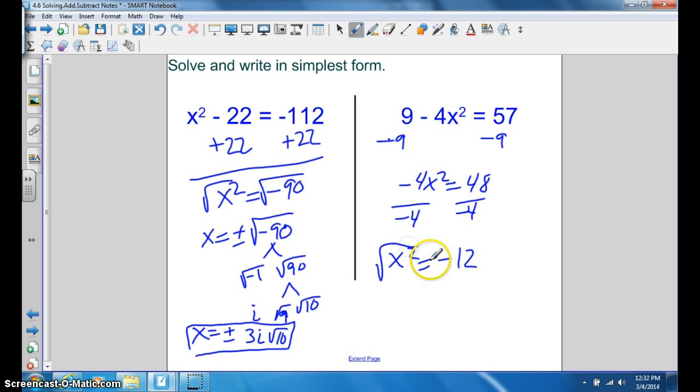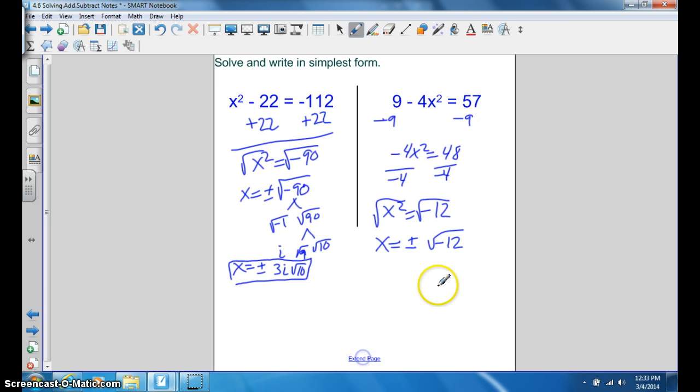And now we can take the square root of each side. X equals plus or minus square root of negative 12, which breaks down into square root of negative 1 times square root of 12, which breaks down into square root of 4 times square root of 3. So x equals 2i root 3.